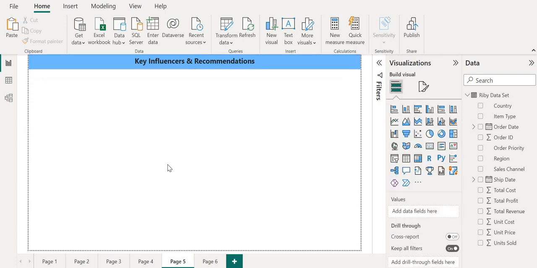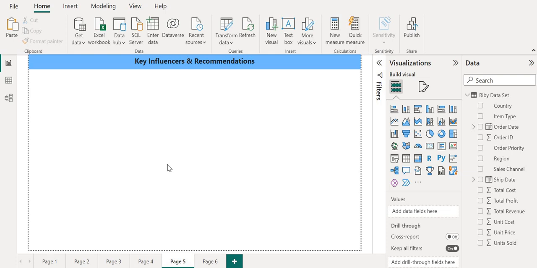Okay, so for the purpose of this video, I'm going to use what is called the key influencer chart. The key influencer chart is basically telling you what is influencing a particular column. And for the purpose of this chart, I'm going to be focusing on the total profit. So I want to see what are some of the things influencing my total profit. What causes my total profit to increase? And by what amount will my total profit increase?